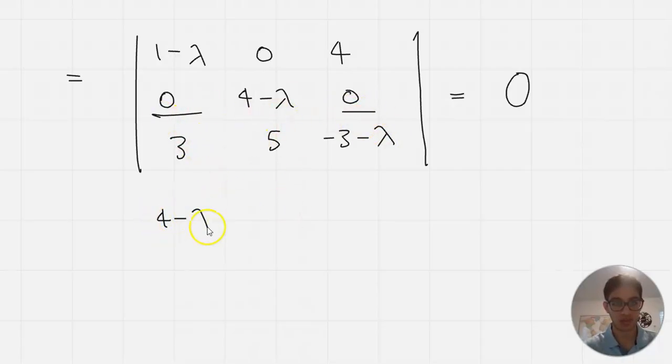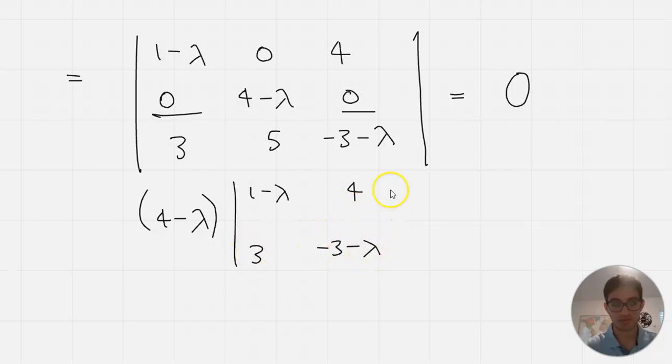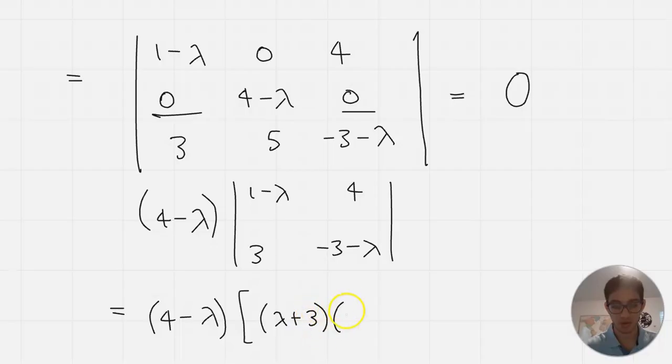So we have 4 minus lambda times the determinant of 1 minus lambda, 4, 3, and then negative 3 minus lambda. What is the determinant of this going to be? Well, we keep the 4 minus lambda. That doesn't go anywhere. And then over here we have the product of these. So we can write that as lambda plus 3 times lambda minus 1. Hopefully you see why. And then minus 12.